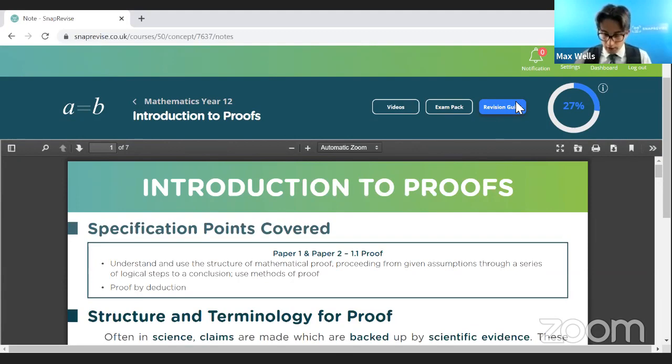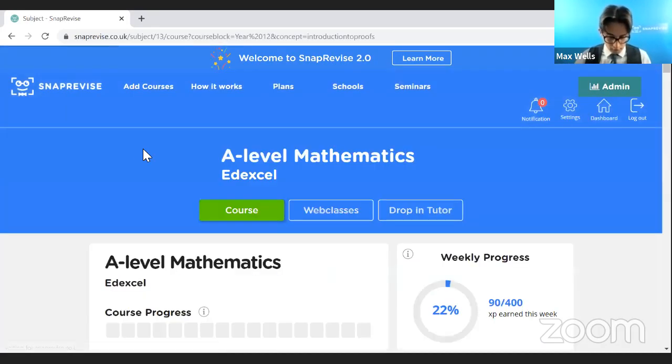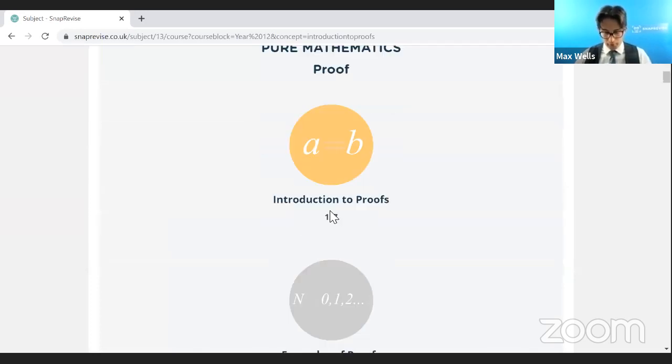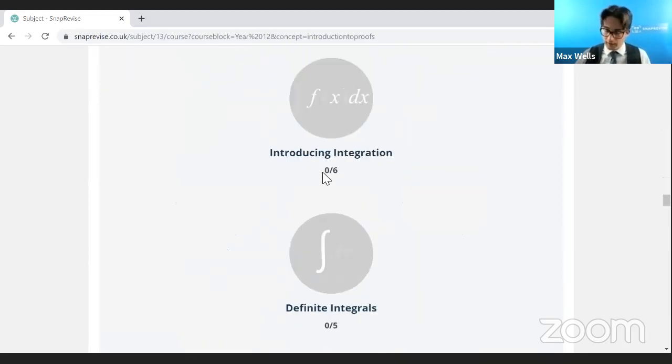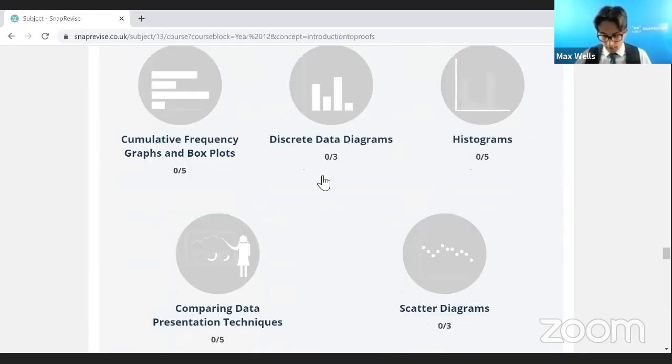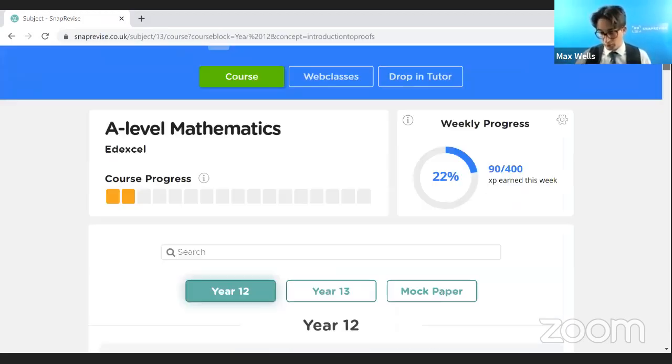So really good. And then, as I said, if we go back, we'll see now that within that scenario of different topics, it's become yellow because I've started it, and I can track my progress within each topic. And that's for year 12 and 13, for, as you can see, so many different points of the course.